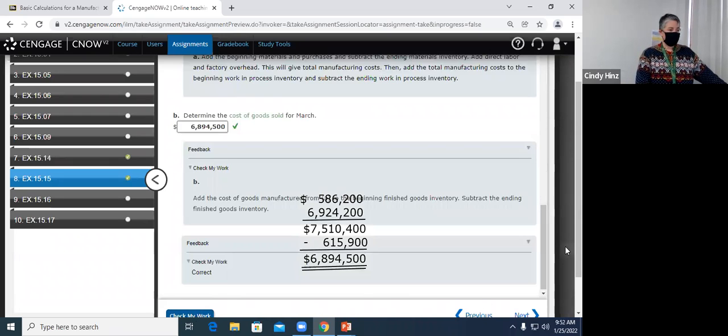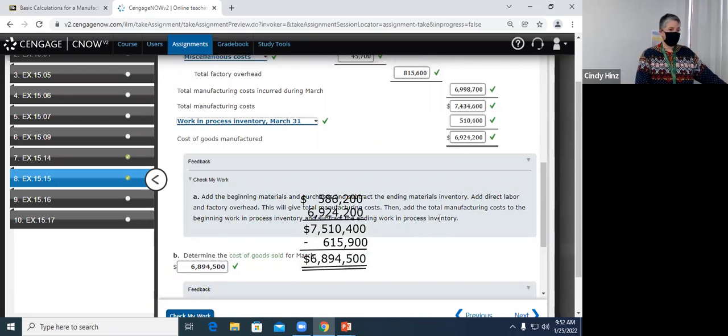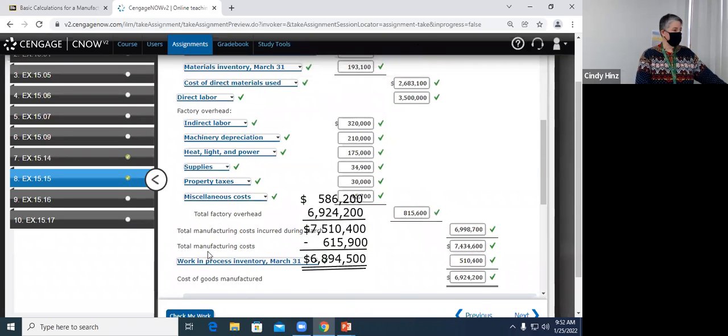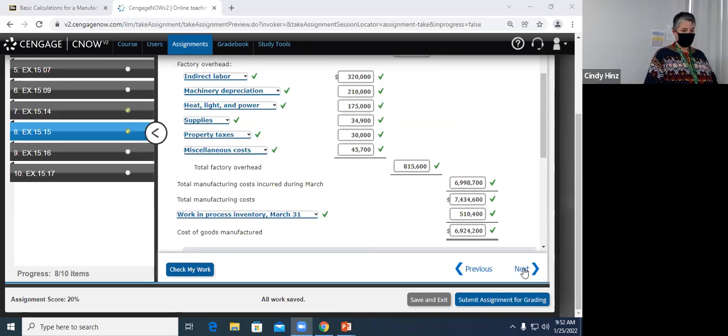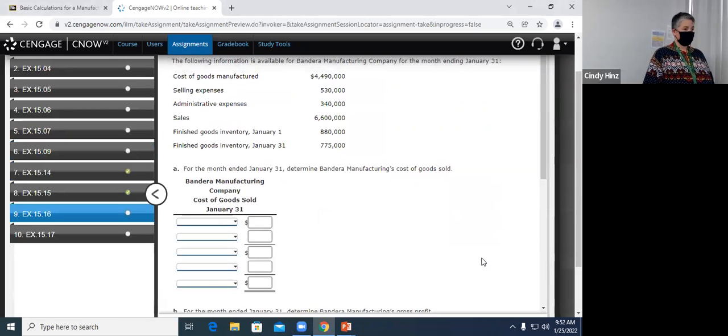And I'm going to hit the check my work button and make sure we have all green check marks and that we got 10% for that assignment. We got the green check mark over here showing that we're done. We're good. Questions on that exercise before we move on? Okay. And we will keep going.